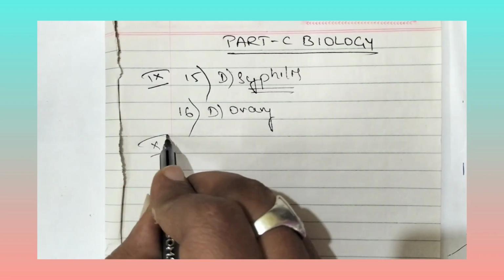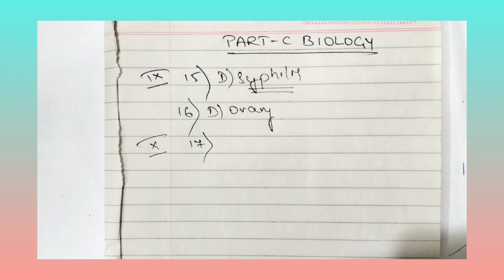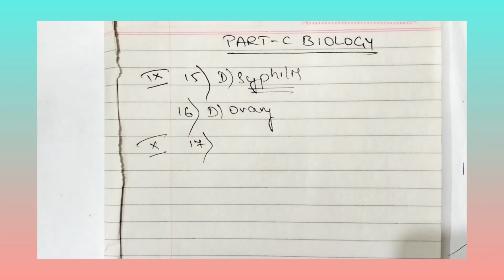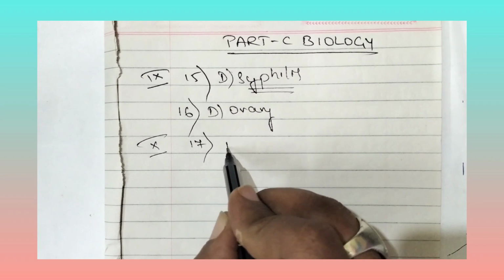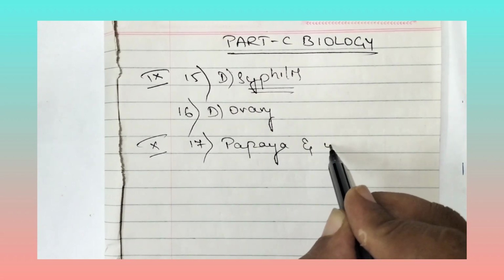Now let us move to the 10th mark, that is question number 17. In question number 17, they have asked to give an example for unisexual flower. So let us give an example for unisexual flower. That is papaya and watermelon.